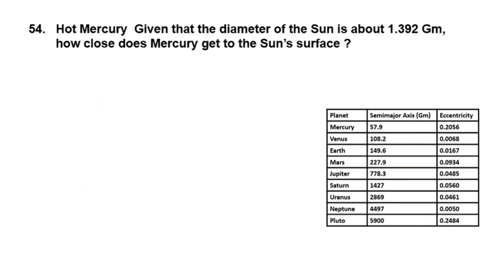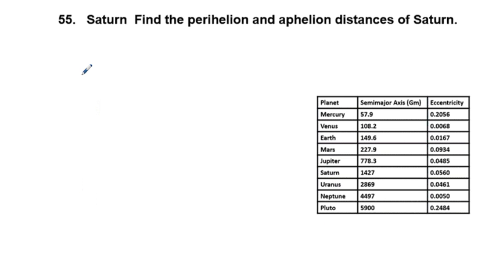So next, let's go on to problem 55. Saturn. Find the perihelion and aphelion distances of Saturn. We're given a semi-major axis in GM, which is gigameters, and we're given an eccentricity. To find our perihelion and aphelion distance, we need to find our focus distance. Well, eccentricity is equal to our focus over our semi-major axis.